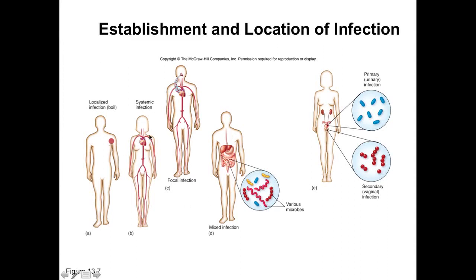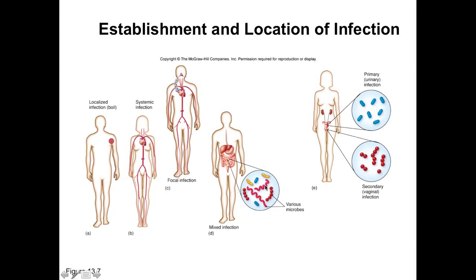A systemic infection can be a little bit more serious, and that's where you get things migrating into the blood, and then they can be transferred throughout the body. Focal infection is where you have something that was localized at one point, but then it transfers itself to the systemic region, usually by co-infection.